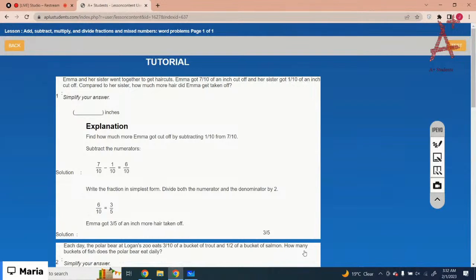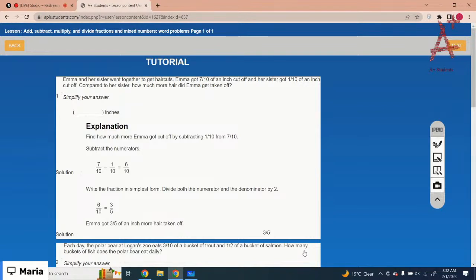Okay, the first one is: Emma and her sister went together to get haircuts. Emma got 7/10 of an inch cut off, and her sister got 1/10 of an inch cut off. Compared to her sister, how much more hair did Emma get taken off? Got it? So you have to basically subtract. Emma did 7/10 and her sister did 1/10. So you have to find the difference between those values. So you have to do 7/10 minus 1/10.